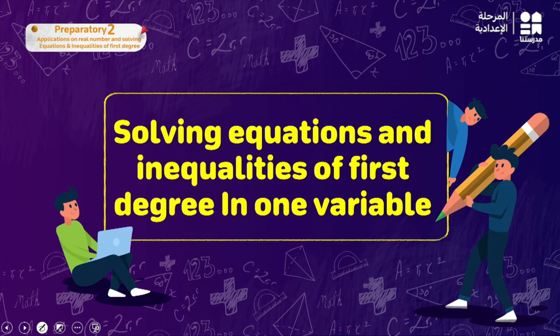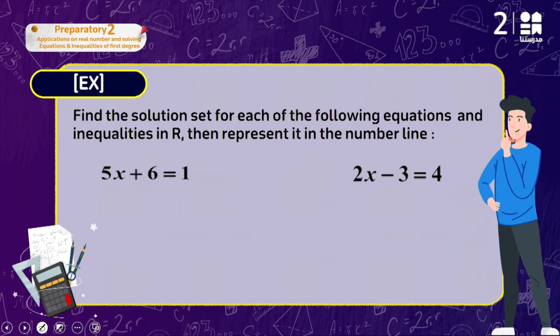Yes, x to the power 1. x to the power 1. This is the first degree. In one variable, the one variable will be x. One variable means x. So how can we do this?